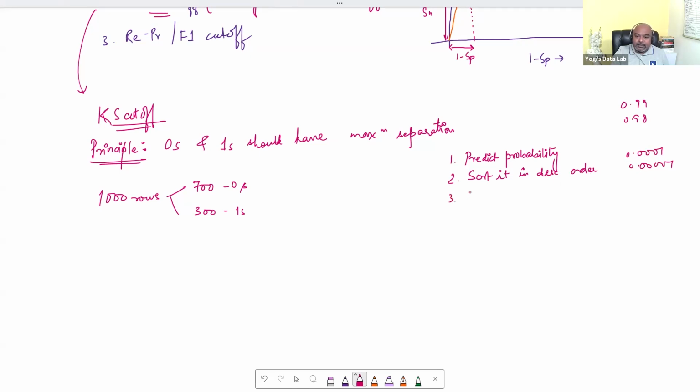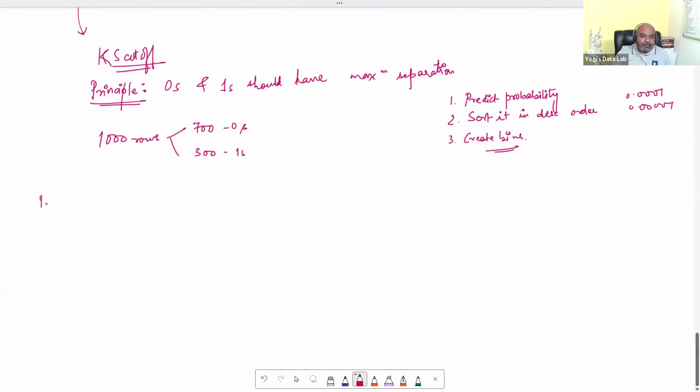The third thing is create bins. When I say create bins, it means that if I have 1000 rows, maybe I'll create 10 bins, and each bin is going to have 100 rows. So let us see how this works. I have created my bins. So I have 10 bins, 1, 2, 3, 4, 5, and likewise I'm going till 10.